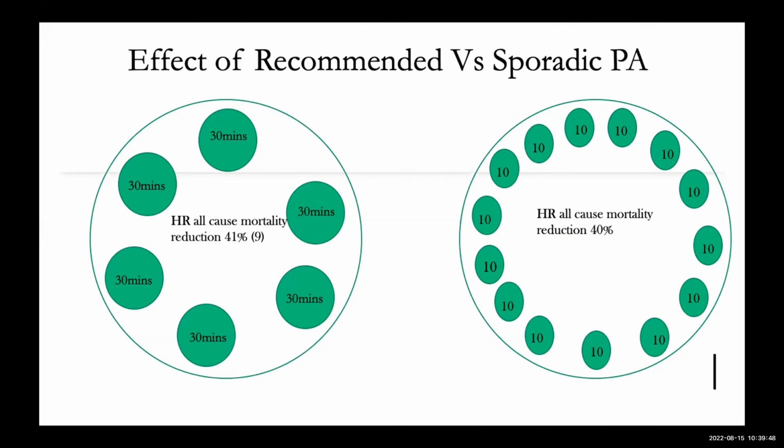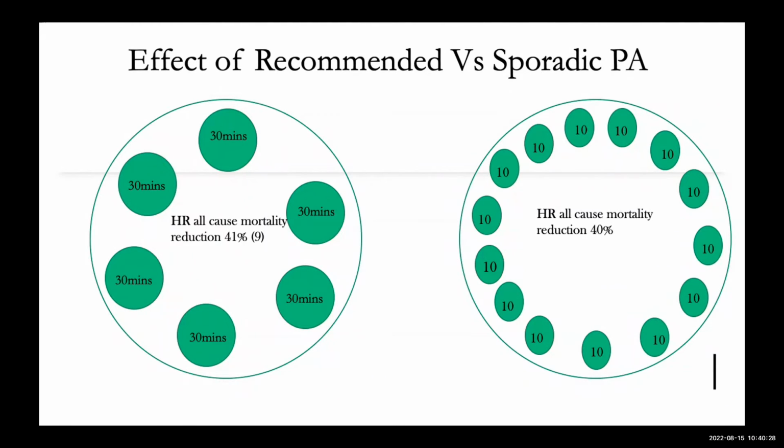Now, this was a study which was done among the elderly population, and they found if you are trying to do 150 minutes of moderate physical activity, and you have 6 slots of 30 minutes each, so you have around 180 minutes of physical activity. And then they had another group of elderly people whom they divided this same volume into bouts of less than 10 minutes per day. And they found the all-cause reduction in mortality did not differ significantly. In the first group, there was a 41% reduction. In the second group, 40%.